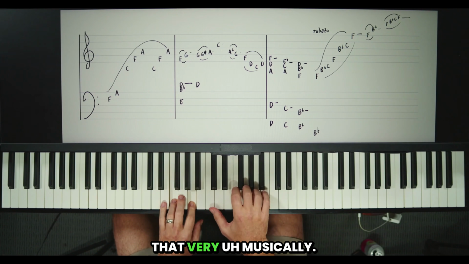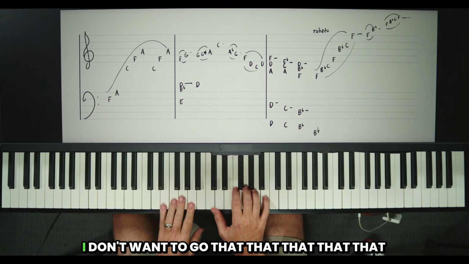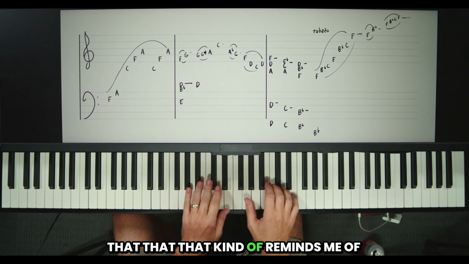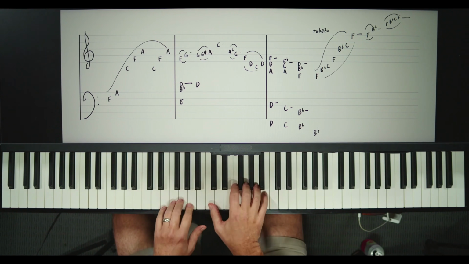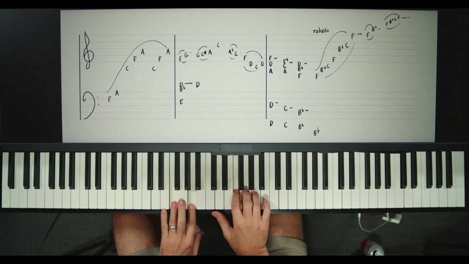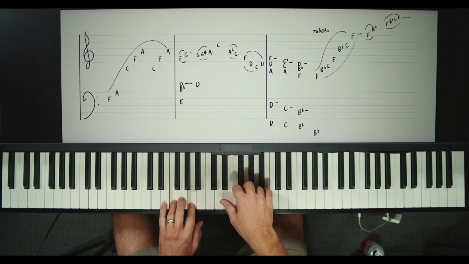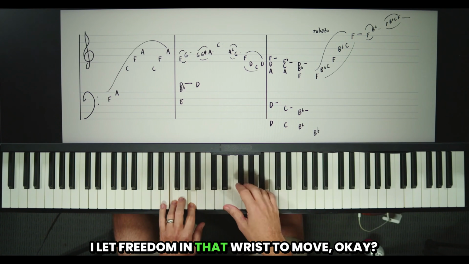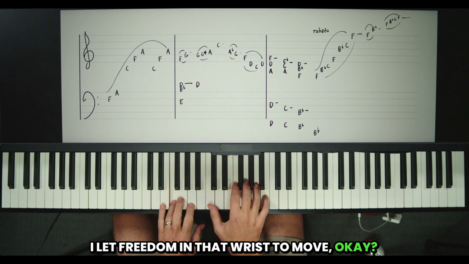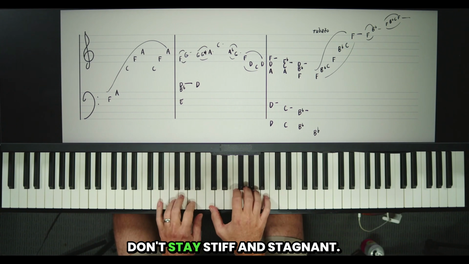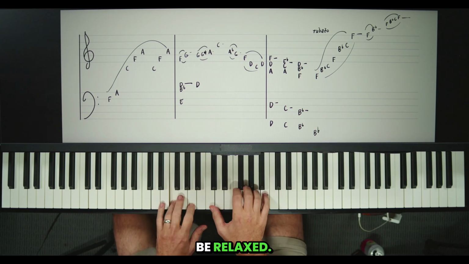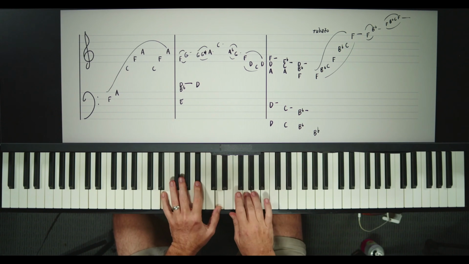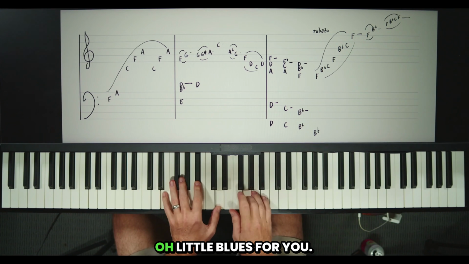And I want to play that very musically. I don't want to go... Kind of reminds me of Bach, you know, that Bach tune. But that's what this starts out like. I roll my wrist. I let freedom in that wrist to move. Don't stay stiff and stagnant. It makes it harder to play if you do that. Be relaxed. Okay, get that down, move to the next measure.